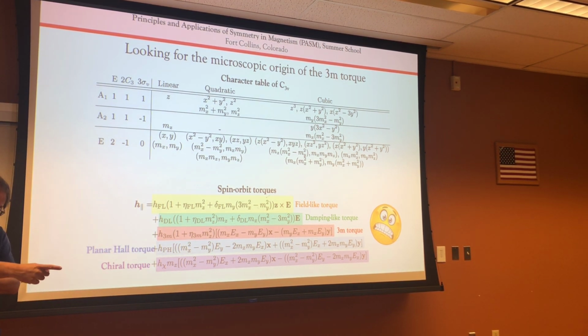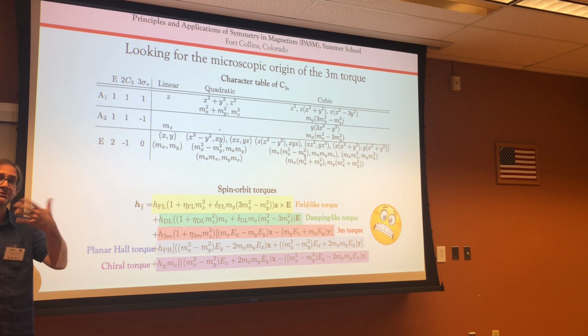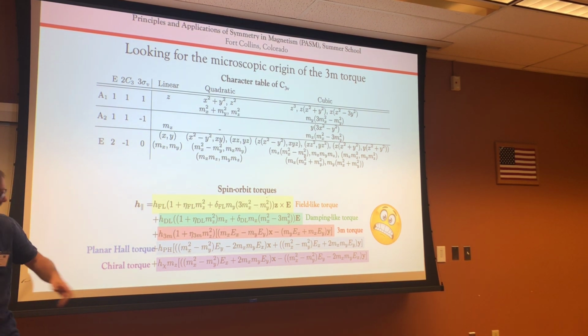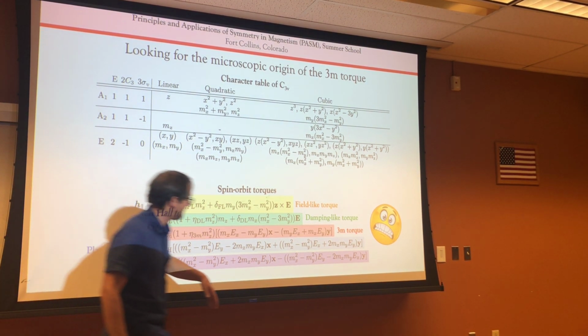But when you take the magnetization out of plane, then you start having a Berry curvature emerging because of the inversion symmetry breaking plus magnetization. And that creates chirality. So this is why we call it a chiral torque.